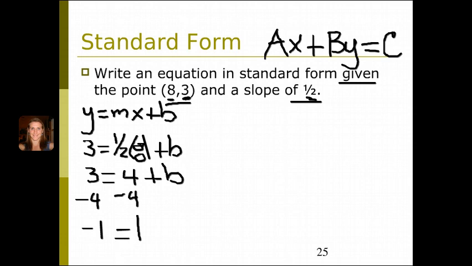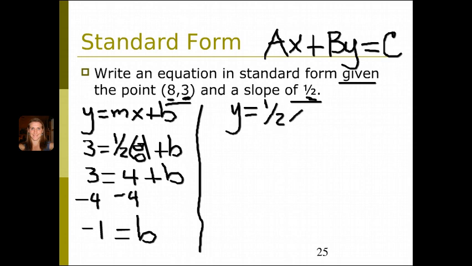So now that we know that the y-intercept is -1, we can write our equation into slope-intercept form. So our equation becomes y equals 1/2 x minus 1. Remember, we're not quite finished yet because we don't want slope-intercept form. We want standard form, which is ax plus by equals c. And in standard form, you can have no fractions. So the next thing that I'd like to do is multiply everything in the problem by a common denominator of 2.